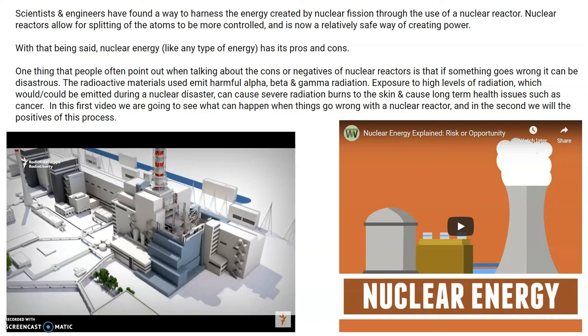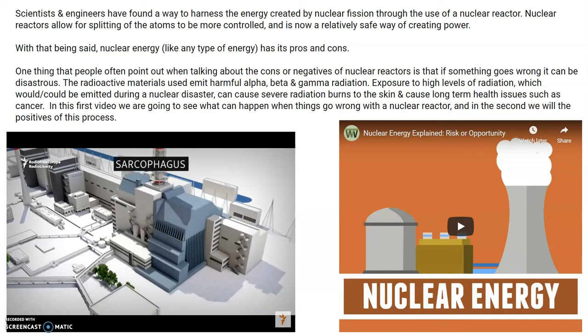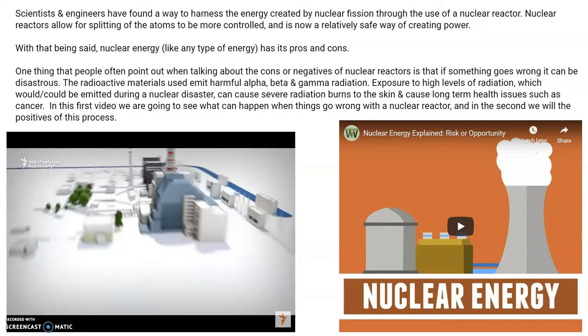Crews hastily built a concrete sarcophagus to encase the entire reactor to prevent more radiation from spreading. Inside, there remained 200 tons of radioactive fuel. The remaining 3 reactors continued to operate due to energy shortages in Ukraine. It wasn't until the year 2000 that the Chernobyl complex was completely shut down.